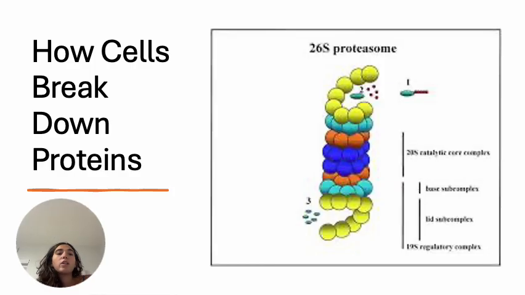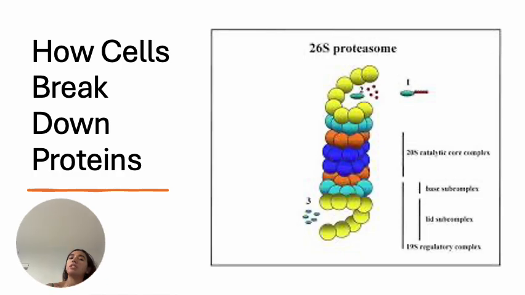First, we're going to talk about how cells break down proteins. So basically, in order to maintain homeostasis, cells must continuously recycle proteins. Proteins can become damaged, misfolded, or simply no longer needed, and their accumulation will disrupt normal cellular function. To prevent this, cells rely on two major degradation pathways.